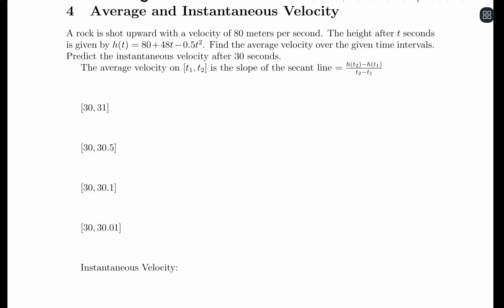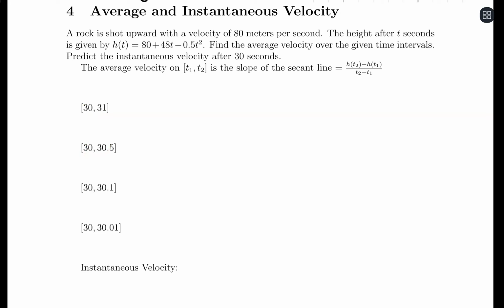So we have a rock that is shot upward with a velocity of 80 meters per second. The height after t seconds is given by h of t equals 80 plus 48t minus 0.5t squared. We're going to find the average velocity over these different time intervals: from 30 to 31, 30 to 30.5, 30 to 30.1, 30 to 30.01. This gets at the idea of instantaneous velocity, because we're looking at this average rate of change as we're getting shorter and shorter intervals.